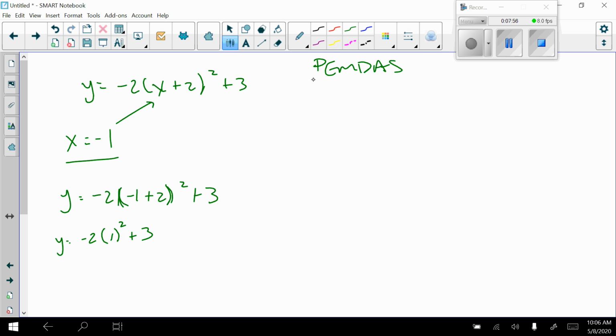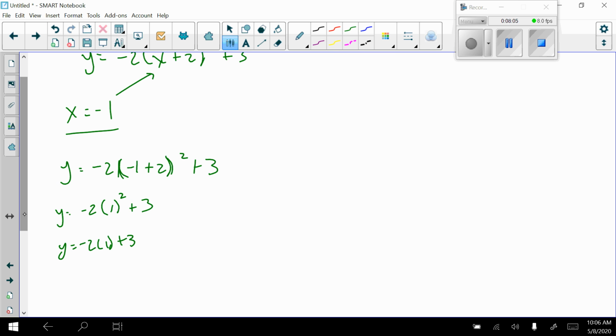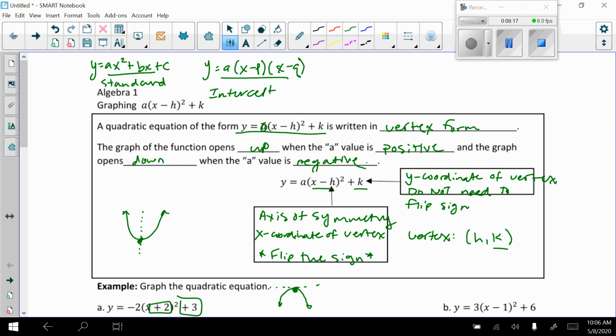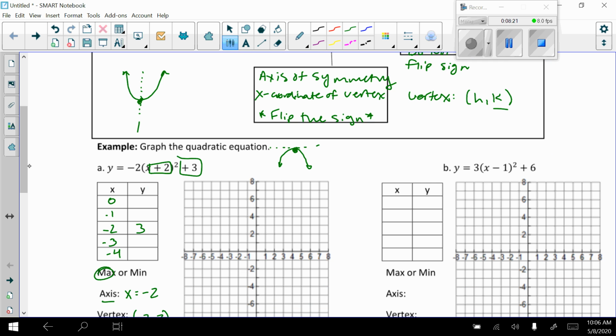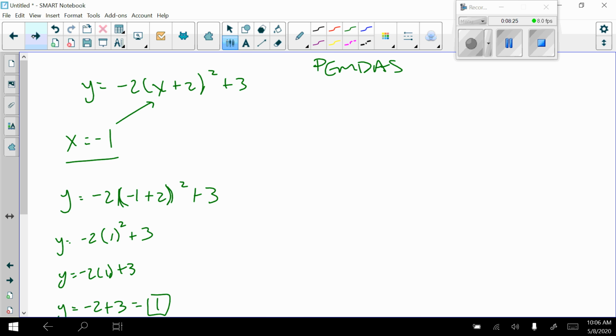Now I move to exponents. 1 squared is 1 times 1, which is just 1. So I have -2 times 1 plus 3. And now I can solve this out pretty easily. -2 times 1 is -2 plus 3. And -2 plus 3 is 1. Okay, so I know that when I plug in -1 for x, I get 1. I get 1 for y. All right, so now let's plug in 0.